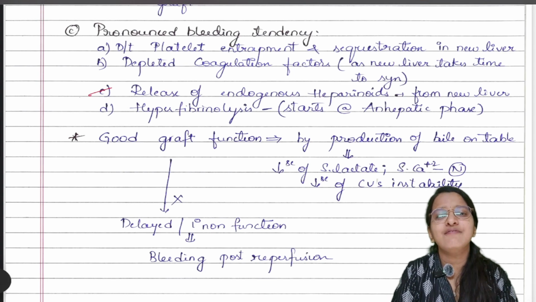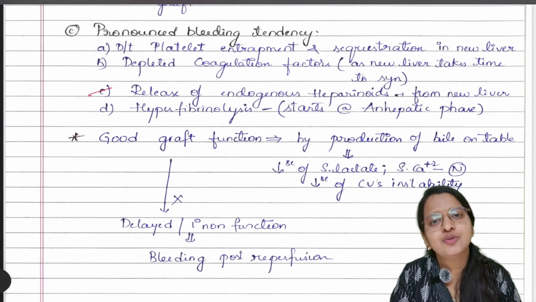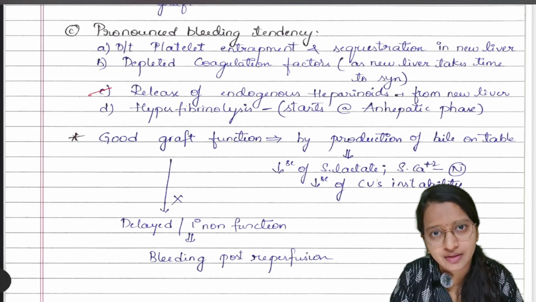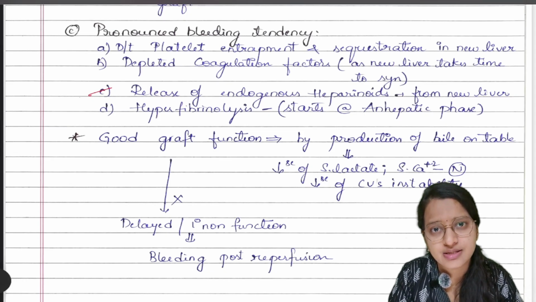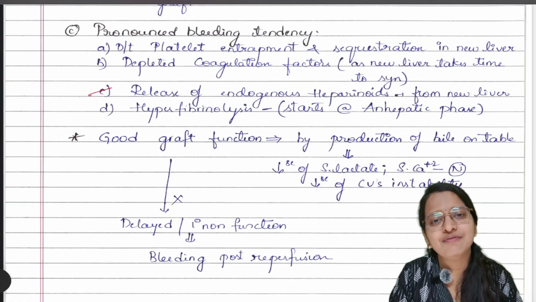So if the graft is functioning good, there should be on-table production of bile, and serum lactate has to go in a downtrend manner, and the calcium should come back to normal, and the hemodynamic instability should be normalized. So all these are the signs for good graft functioning. If these are not seen and there is still increased bleeding, that means that is graft dysfunction.